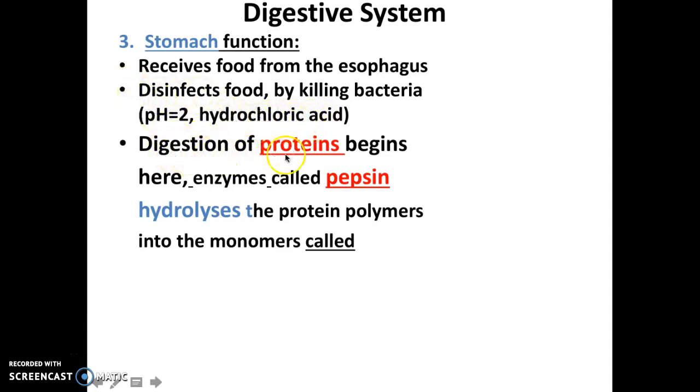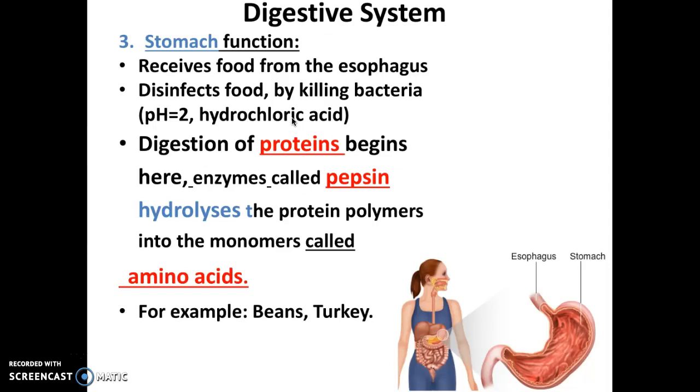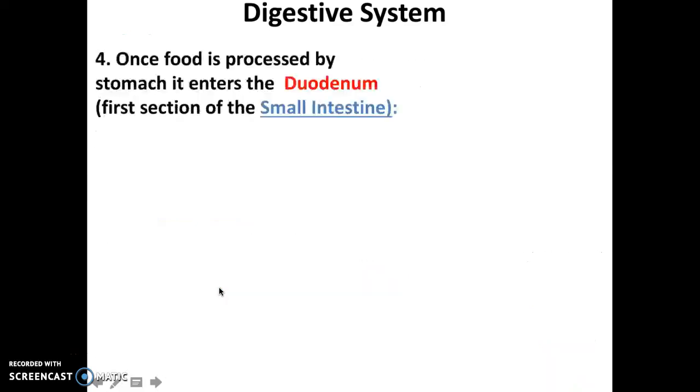So some of the digestion that's going to happen in the stomach is mechanical, because the stomach obviously is going to use muscles to break food down. But digestion of proteins will begin there, because we have the help of another enzyme, which is called pepsin. Okay, and pepsin is going to be responsible for breaking down those proteins into their simple form of amino acids. All right, so what happens next?